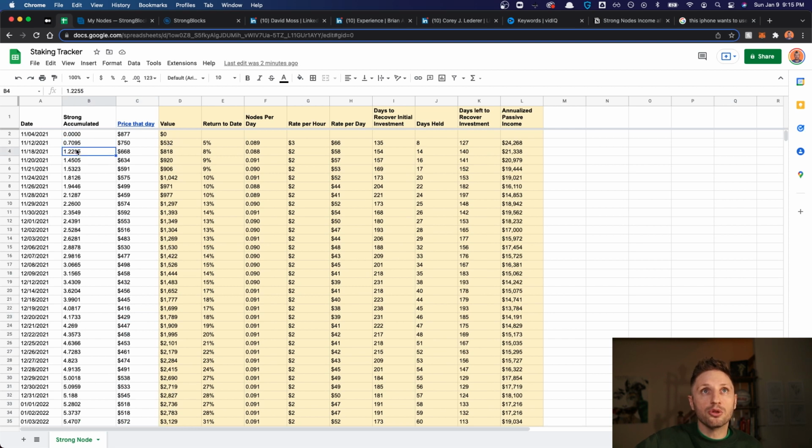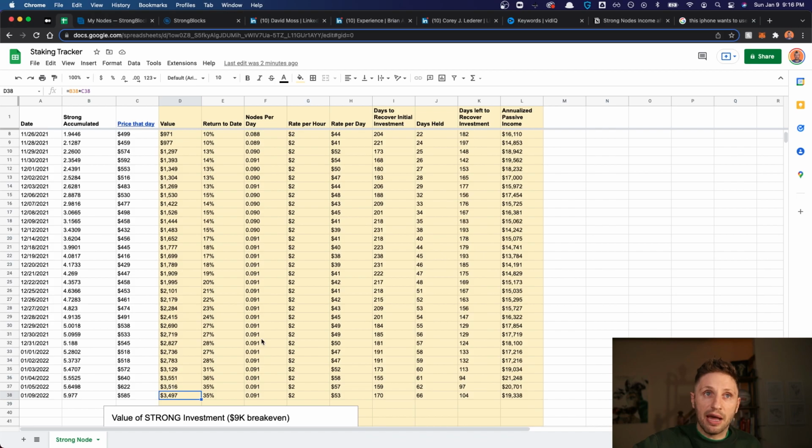Each day I've been accumulating, again, about 0.091 Strong. And so that's adding up each day. To get the value of my investment, I just multiply the Strong that I've accumulated by the price that day and I get the value of my investment. You can see over time it's definitely been growing. It hit the 1,000 mark right around Thanksgiving, but because the price dipped, so did the value of my investment. But it's continued to steadily climb over time. And today it's worth about $3,500.